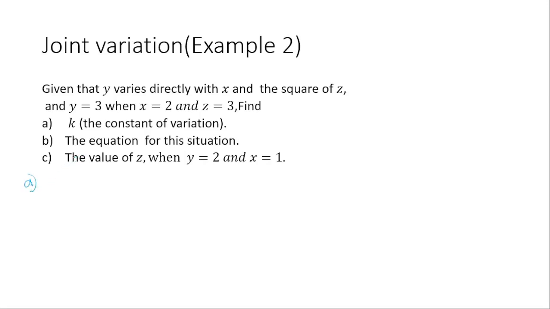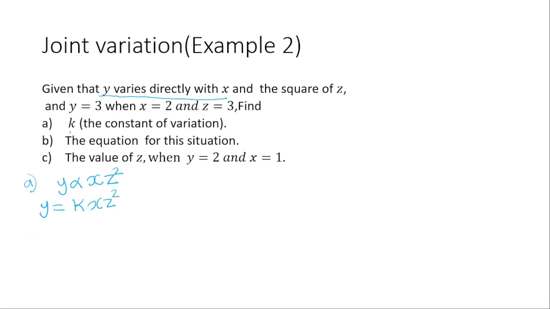So let's read this question carefully. y varies directly with x. y varies directly with the square of z as well. So we're going to write this in notation form as y varies directly as x and the square of z. So we square the z. In equation form, this will imply that y is equal to k x z squared.